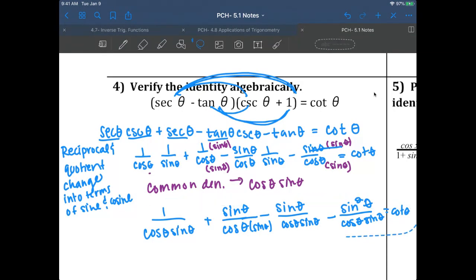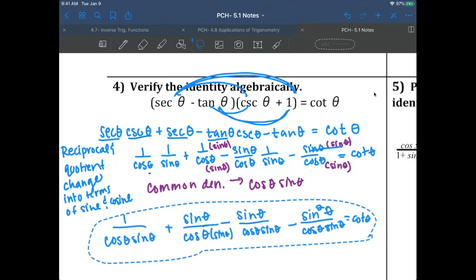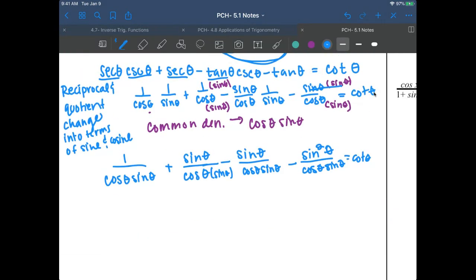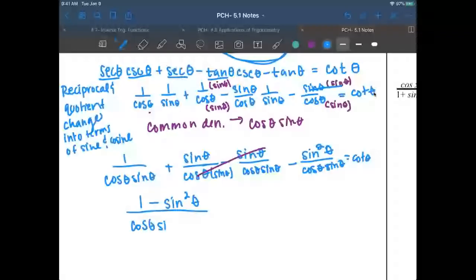Move it over for us. Okay. All right. Ooh, look, sine theta over cosine theta sine theta minus sine theta over cosine theta sine theta is 0. Okay, so I end with, and now I have a common denominator, so I can just combine the numerators. 1 minus sine squared theta all over cosine theta sine theta is equal to cotangent theta.